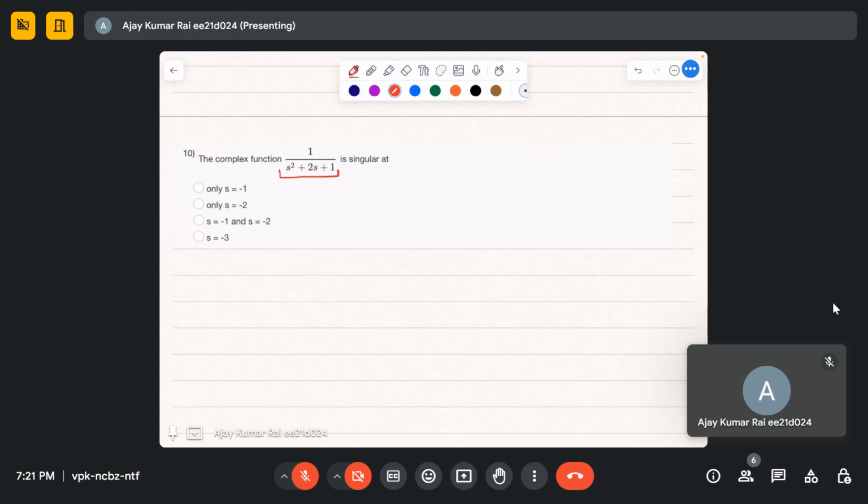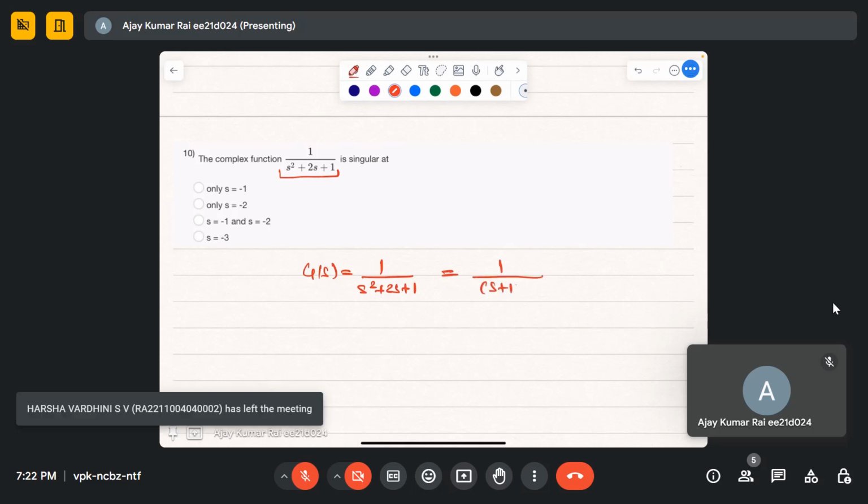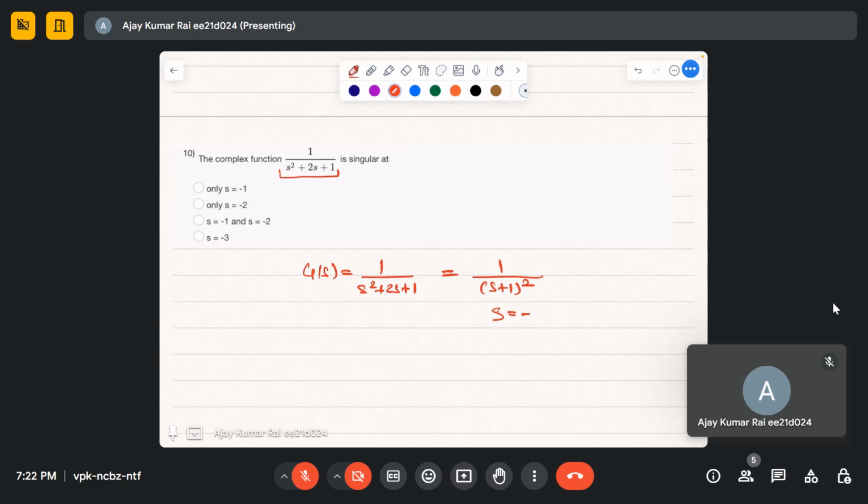Let me write G(s) as 1 by s square plus 2s plus 1. Again, you can see it can be written as (s plus 1) square. So this G(s) becomes infinite at s equal to minus 1. Analytic function or not, that also we have seen the definition of this. So this function is singular at the point s equal to minus 1. Very simple.